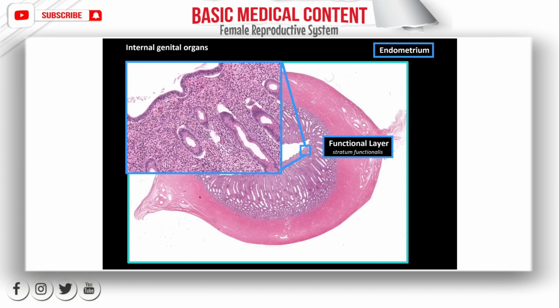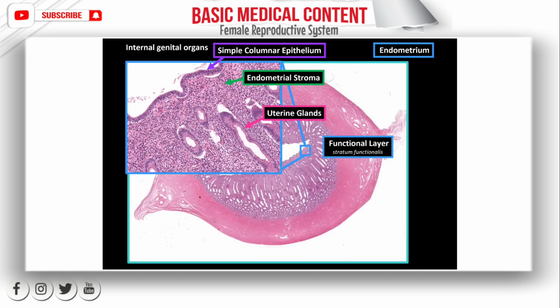Let's zoom in on it. It consists of simple columnar epithelium. It has an endometrial stroma, which is the underlying connective tissue, and it has many uterine glands, which during the menstrual cycle, the surface epithelium invaginates into the stroma to form simple tubular glands, which is the one you see here.